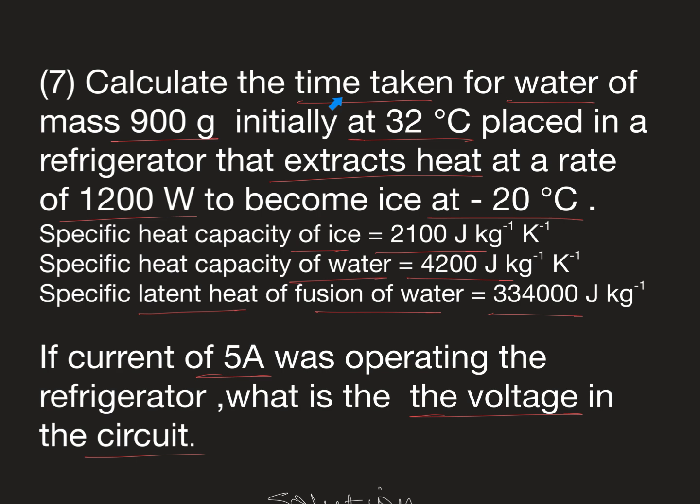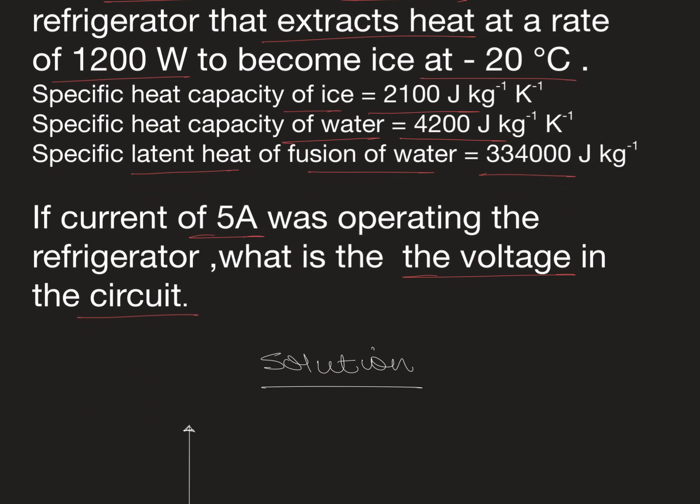So going back to the question, it wants us to calculate the time taken for water of mass 900 grams, initially at 32 degrees Celsius, that is placed in a refrigerator that extracts heat at a rate of 1200 watts to become ice at minus 20 degrees Celsius. We have been able to know the total amount of energy that was extracted from the water in order to become ice. And here we are given the power. So we can be able to find the time.